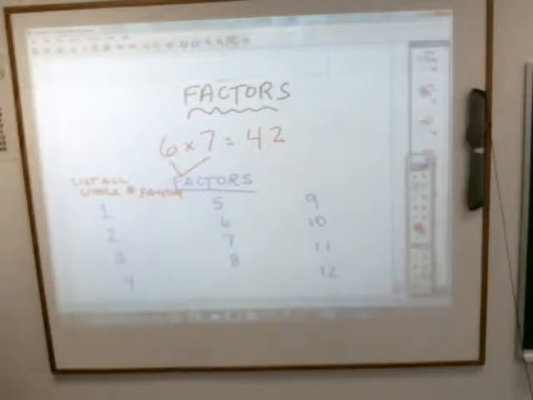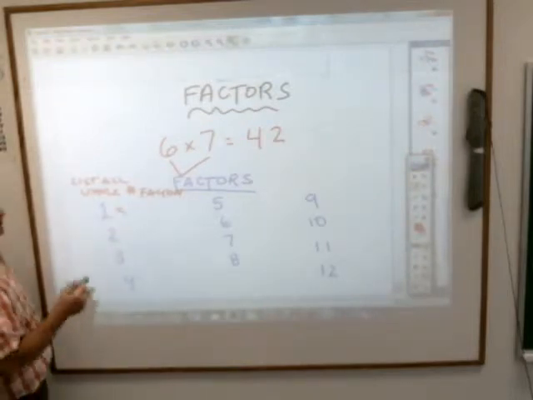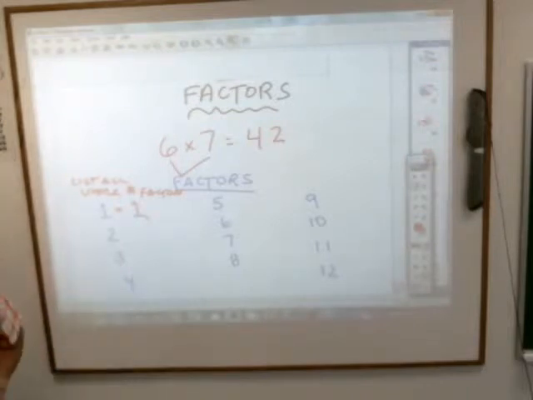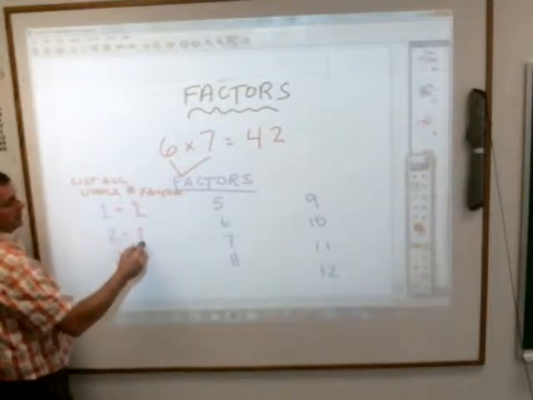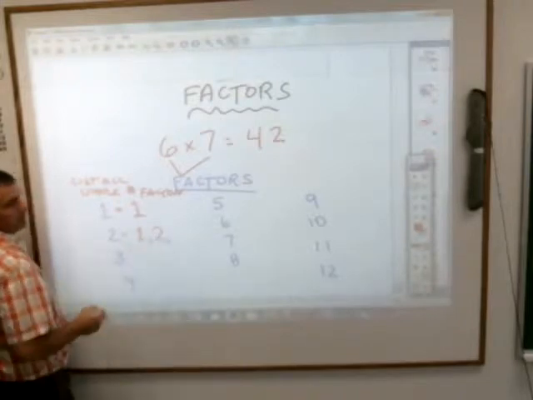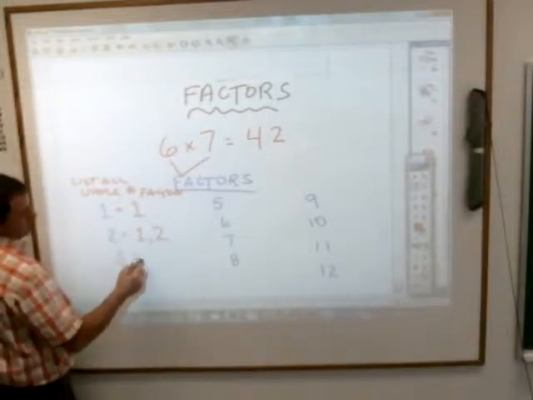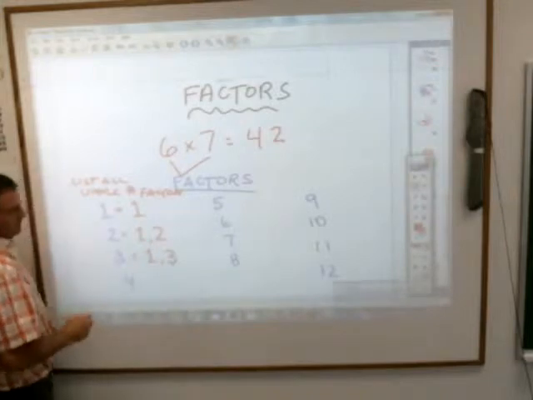For example, the factors of 1. What times what will give you 1? There's only 1, because 1 times 1 is the only thing that will give you 1. What factors does 2 have, or what do you multiply together to get 2? 2 has 1 and 2, because 1 times 2. 2 has 2 factors, 1 and 2. 3 has 2 factors, 1 times 3.